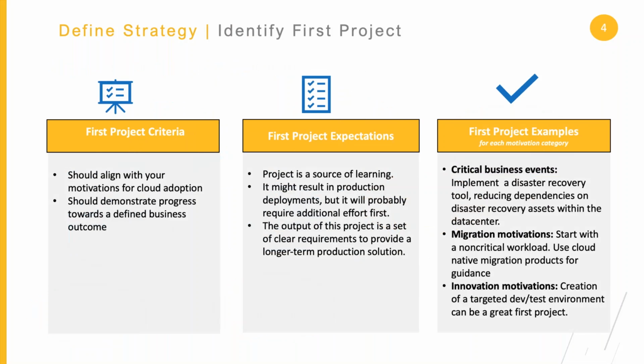When creating your first migration project, use clearly defined criteria and clearly specified, identified outcomes you want to achieve. It should align with your motivations for cloud adoption. Use the first project as a source of learning. Typical examples of initial projects tend to be around backup and disaster recovery. Start with non-critical workloads, or if developing new applications and workloads, use a fail fast, learn faster approach.